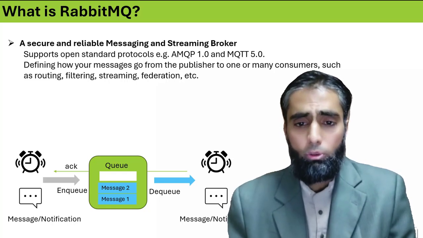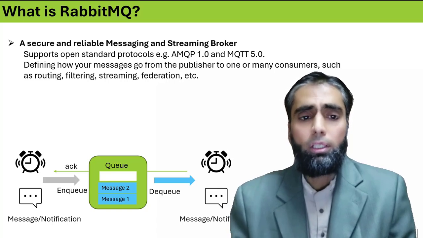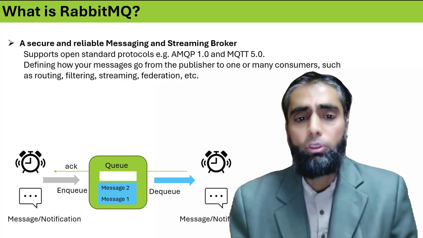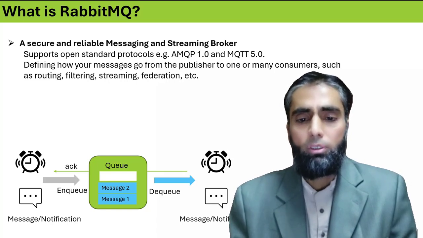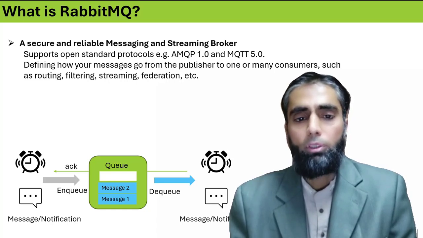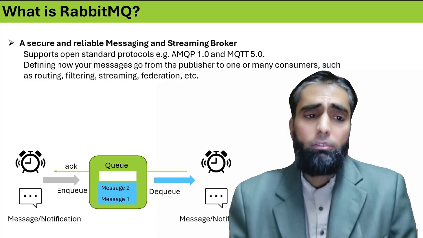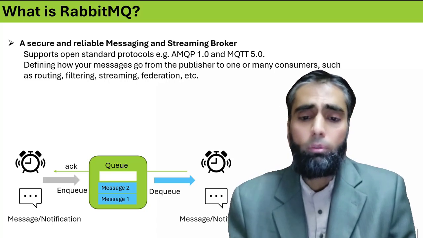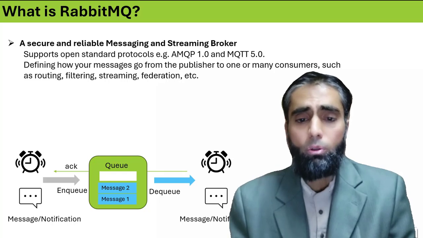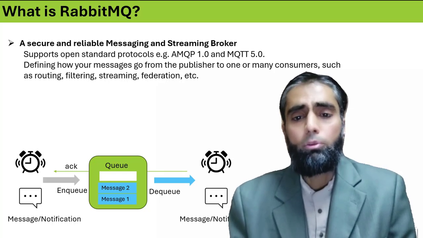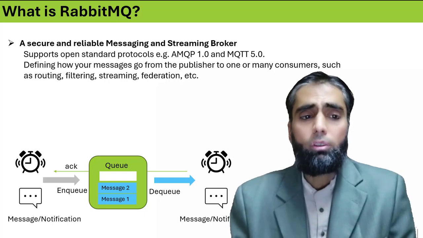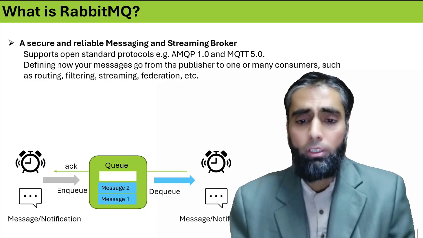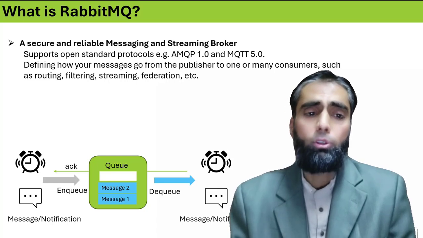It is also secure. It supports AMQP 1.0 to MQTT 5.0. There are different versions available for MQTT, so it supports up to MQTT 5.0. It can define how messages from one publisher go to many destinations. It could be one-to-one, or one-to-many, or we can also define particular routing strategies or filtering. Federation and cluster setup are also supported with RabbitMQ.